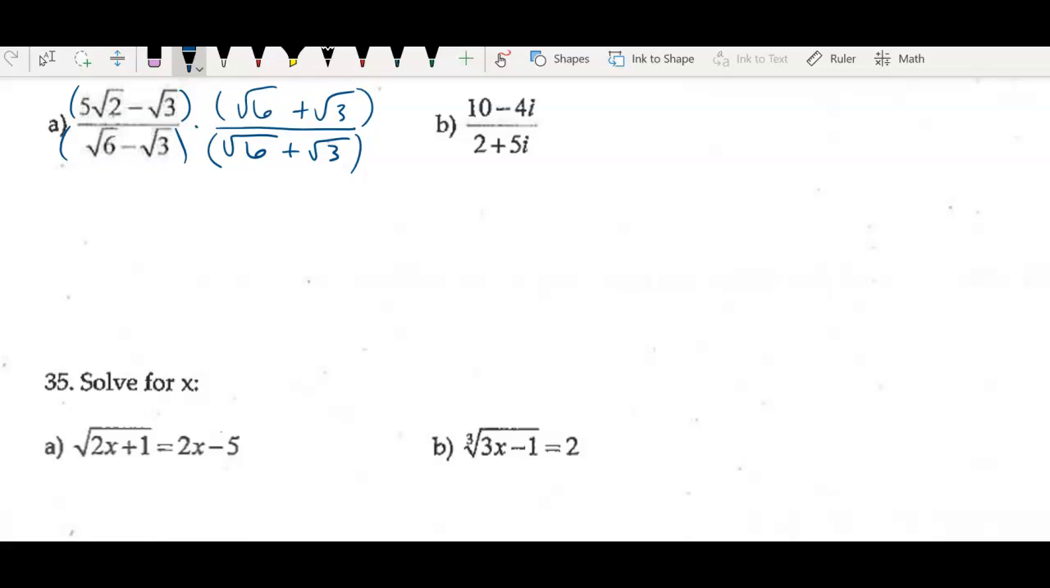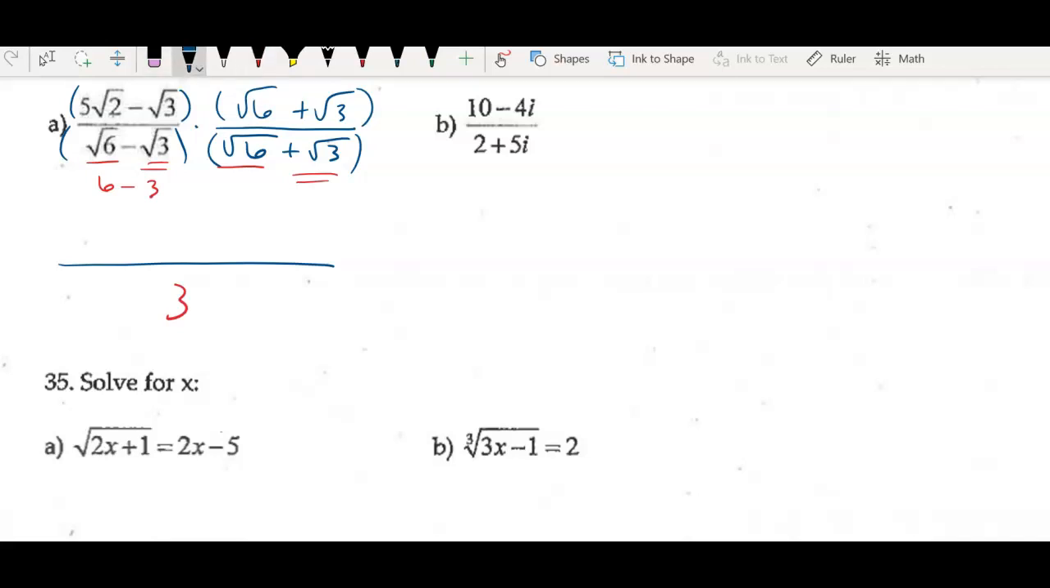All right, so you've got to FOIL everything out. I'm going to do the denominator first because it's so much easier. Watch. That just gets you 6, right? Square root of 6 times square root of 6 is 6. Here's why we use a conjugate. The middle terms are going to cancel away. You don't need to worry about square root of 6 times square root of 3 and then negative square root of 3 times square root of 6. They're going to cancel each other out. All you need to do is square root of 6 times square root of 6 and then negative square root of 3 times square root of 3. So it's 6 minus 3. Your denominator is simply 3.